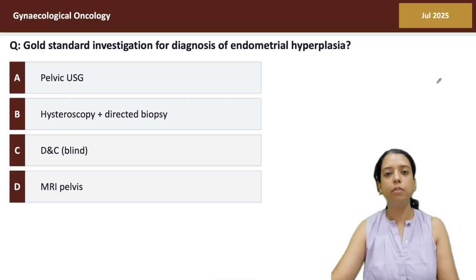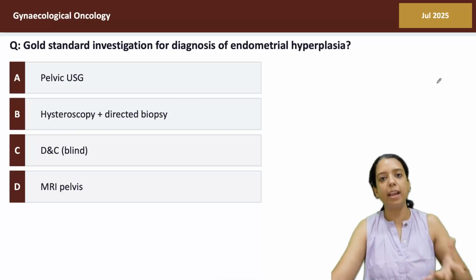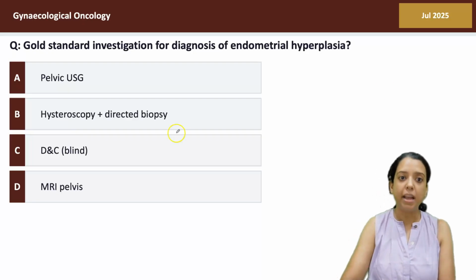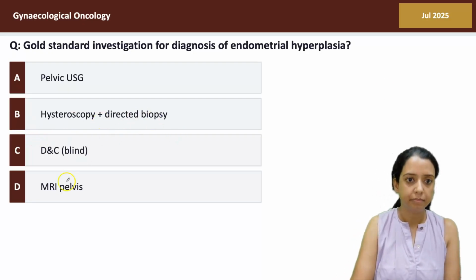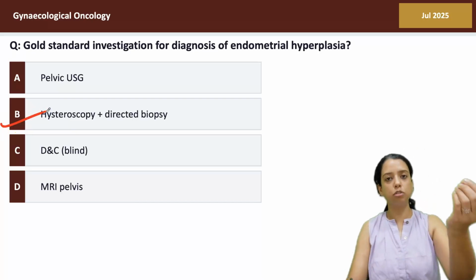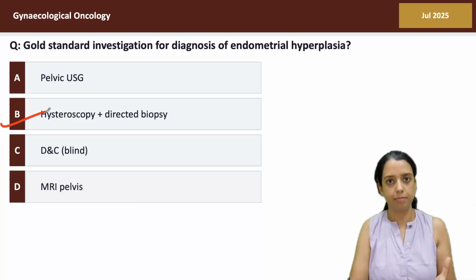Gold standard for diagnosis of endometrial hyperplasia. How am I going to diagnose it is hyperplastic? It's a biopsy finding. Do a hysteroscopy and get a biopsy. That is best.